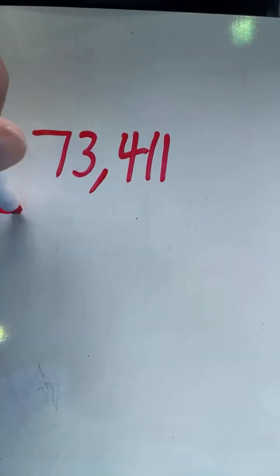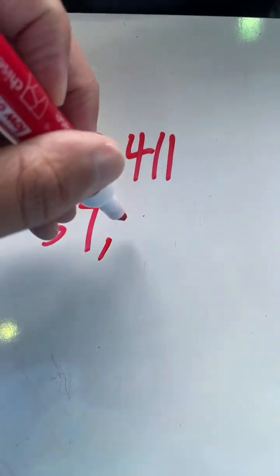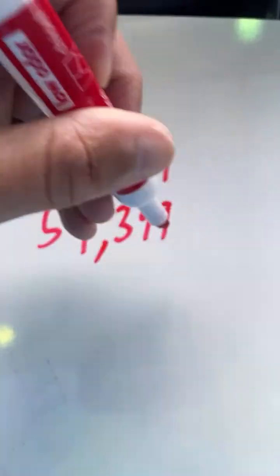All right, example number 3. 73,411 minus 57,399.